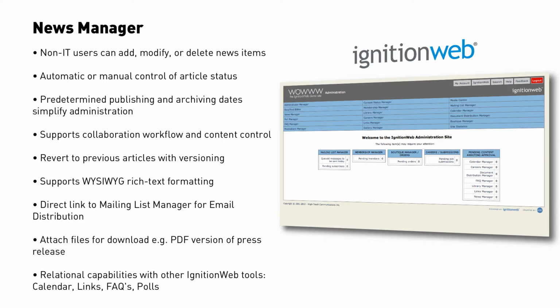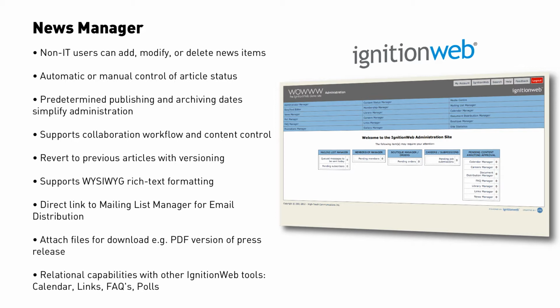News Manager allows you to create an online database of illustrated news articles and press releases. Specified start and end dates enable articles to be automatically published to the website and automatically archived once the end date has passed. News Manager supports versioning and collaboration so that administrators can revert to past versions and send current versions for approval before they are published.